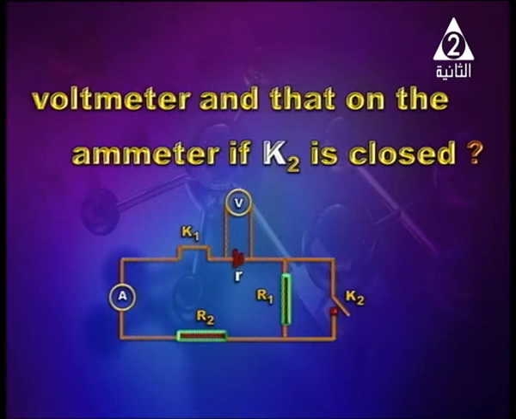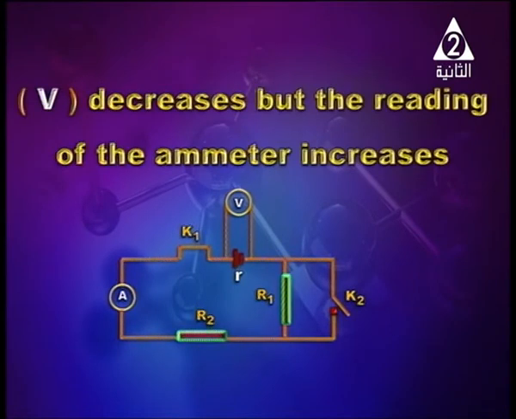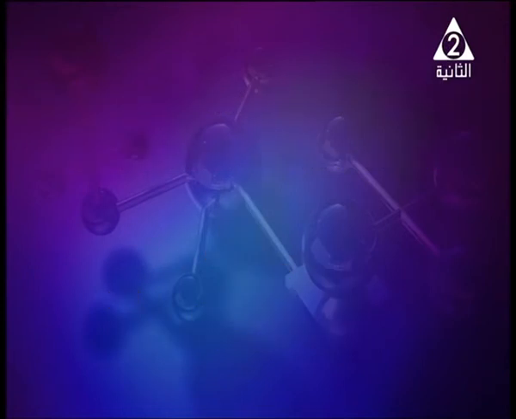The voltmeter mounted on the cell reads terminal voltage. When the current increases, internal voltage increases, and external voltage or terminal voltage decreases. So V decreases, but the current increases. Once again, V decreases, but the reading of the ammeter increases.